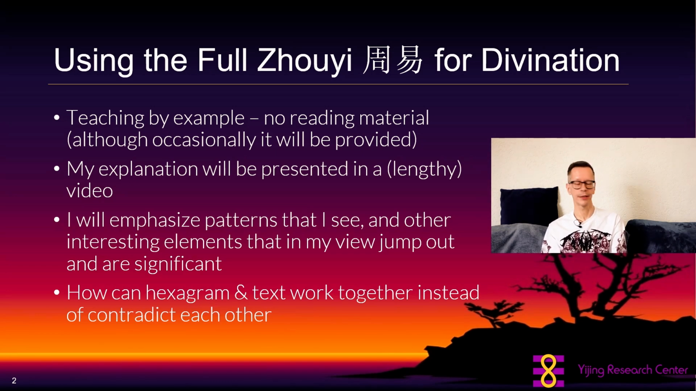And of course, the whole idea is that I will show you how hexagram and text can work together instead of contradict each other. Because that seems to be the idea that a lot of users of the I Ching have. They know how to get meaning from the hexagram, and also from the text, and for some reason they often think that these two clash. Oh, the hexagram says this, that I should do this or that, but the text says something different. Help.